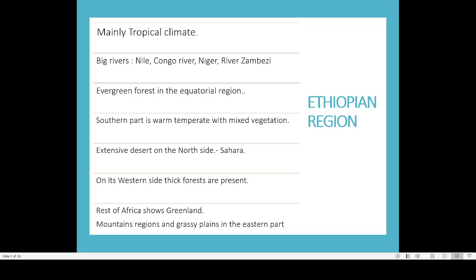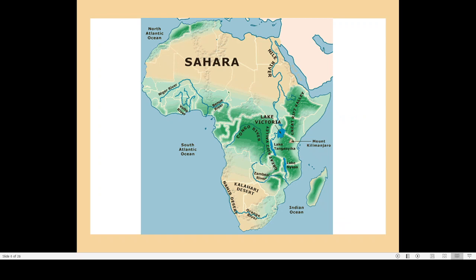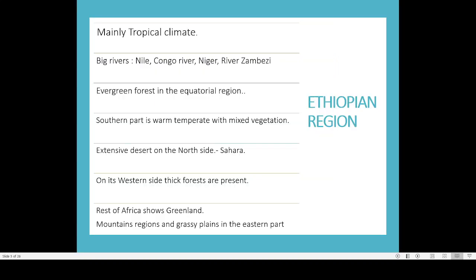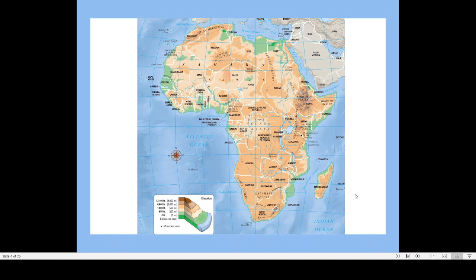Then mountain regions and grassy plains in the eastern part. See, this region has a lot of mountains. That is the eastern portion. Which are the countries coming in this eastern region? Do you have an idea? Just look at the map and try to find out what the countries are. We have Tanzania, then Kenya, then Ethiopia, Somalia, Zambia, then Zimbabwe. These are the countries present in the eastern side of Africa.